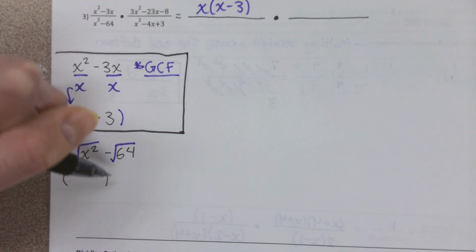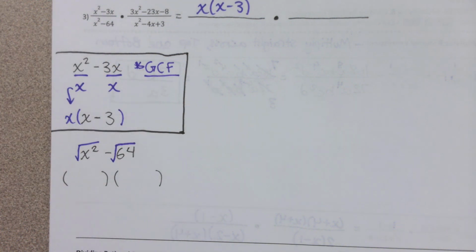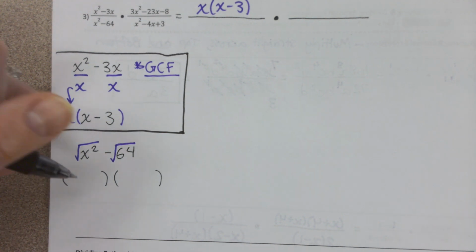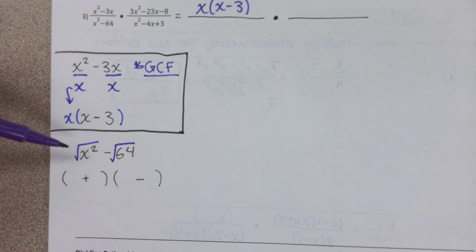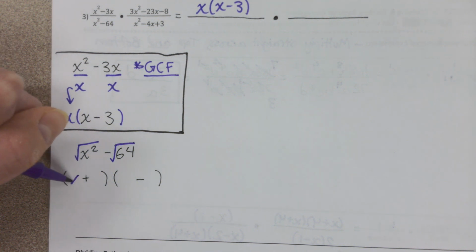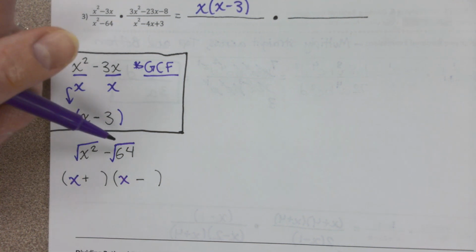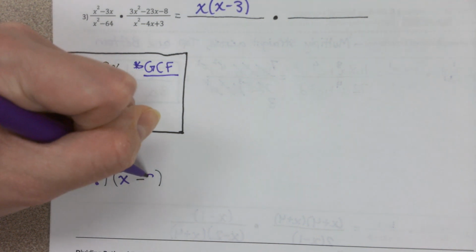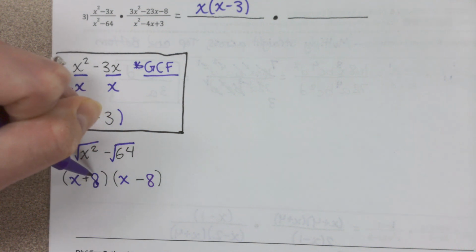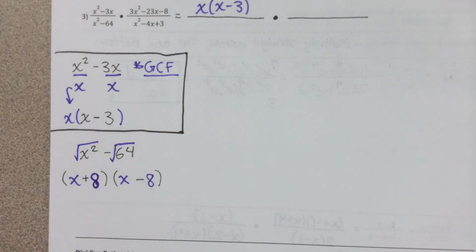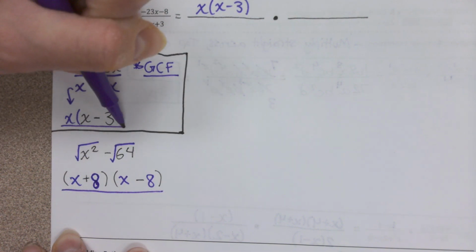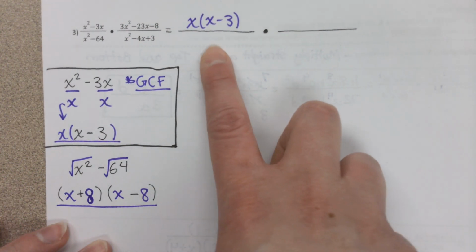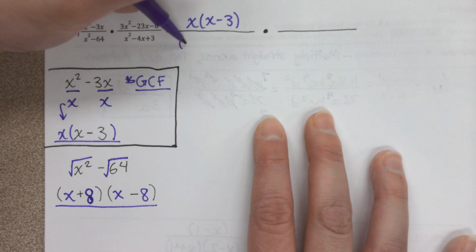We'll set up our factors. Reminder, when you take square roots, you get a plus and a minus. So one of them gets a plus and the other gets a minus. Square root of x squared in the front will give us x's. Square root of 64 in the back will give us 8's. So those are my factors. X plus 8, x minus 8, and that will go on the bottom of that first fraction.